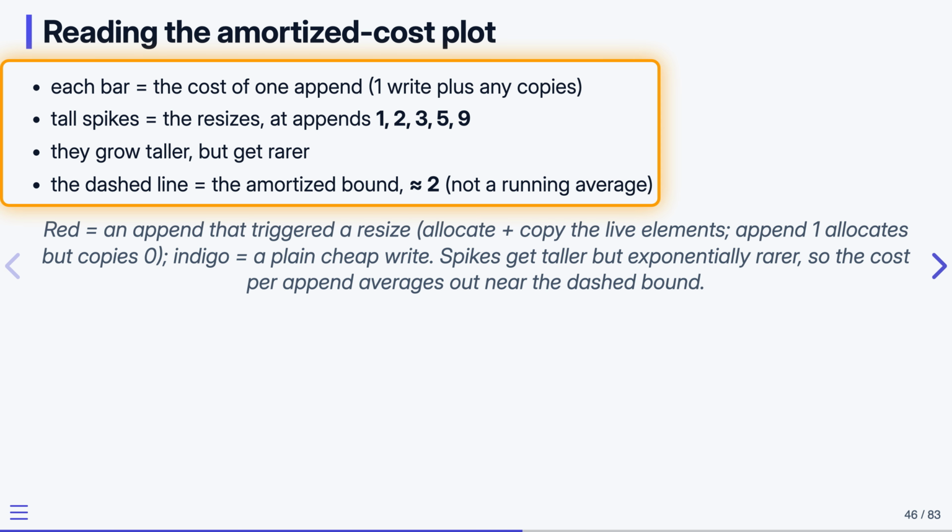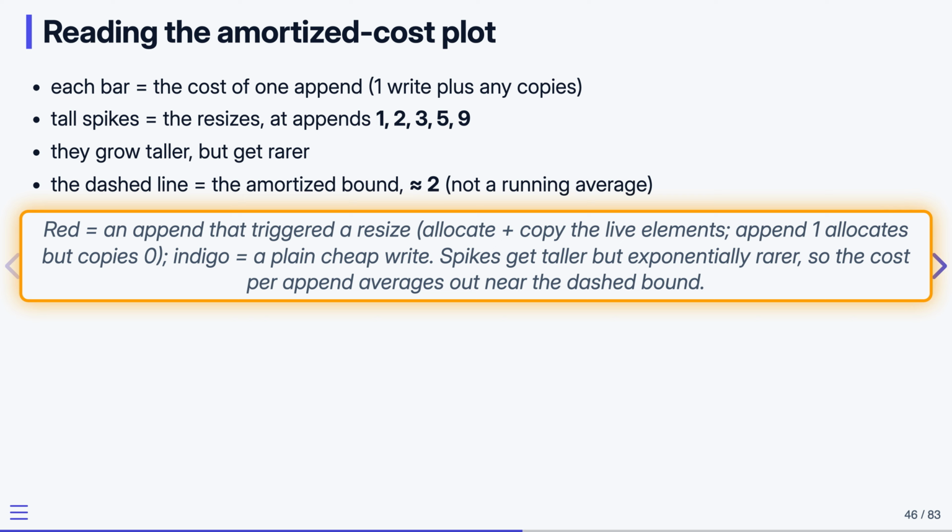Let's read the plot in words. Each bar is the cost of 1 append, 1 write plus any copies. The tall spikes are the resizes at appends 1, 2, 3, 5, and 9. They grow taller, but they get rarer. The dashed line is the amortized bound, about 2. This is the whole idea in one picture. The spikes get taller, but they get rarer even faster. So the average stays flat and low. That is why append is big O of 1 amortized.